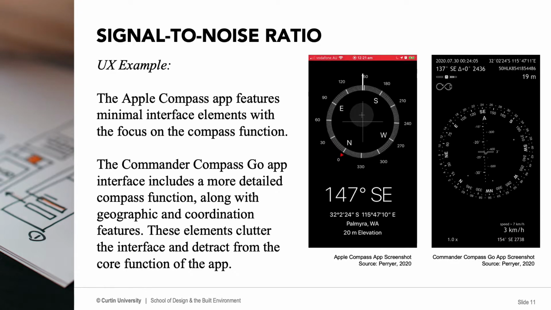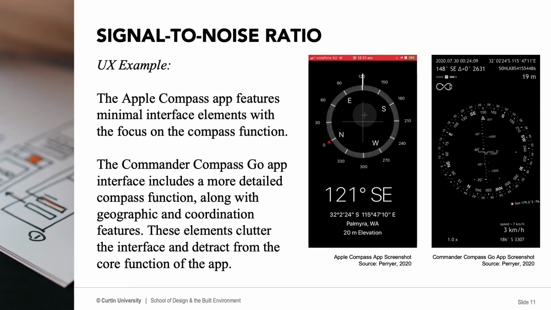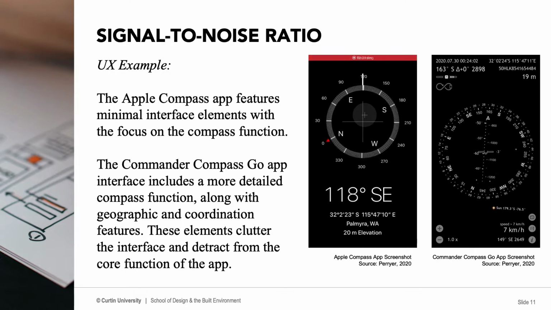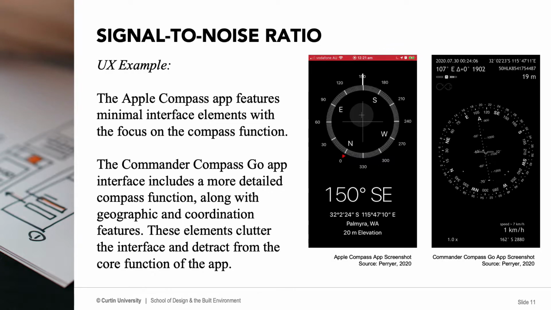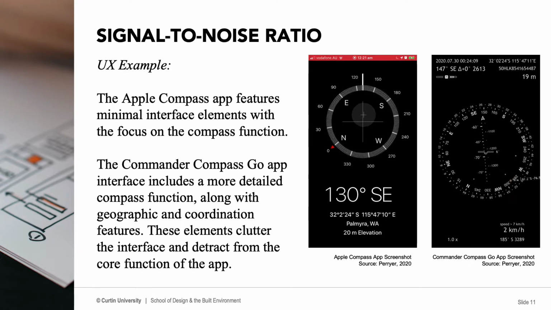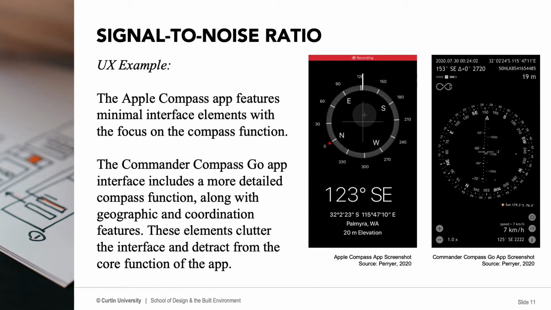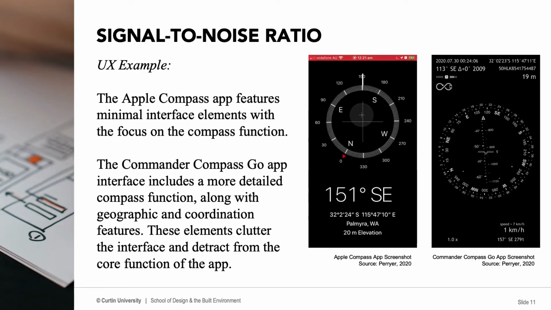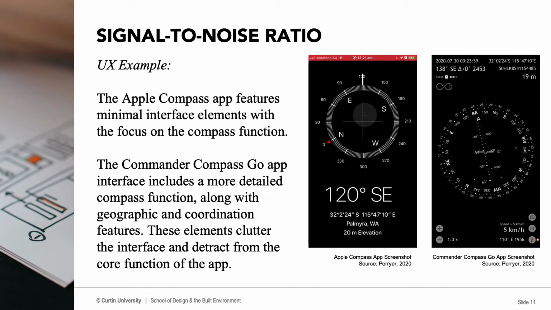So if we look at the screenshot on the left of the Apple Compass, essentially, you've got the degrees, right, of where on the north, south, east, west that person is facing, and very prominently the visual hierarchy is showing you this information. So 139 degrees southeast, right? That's where that person is facing right now. And it's got the elevation and the suburb and the location and the coordinates.